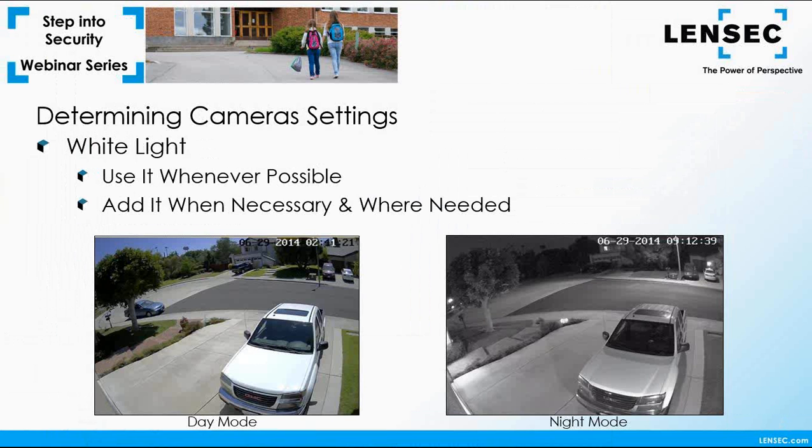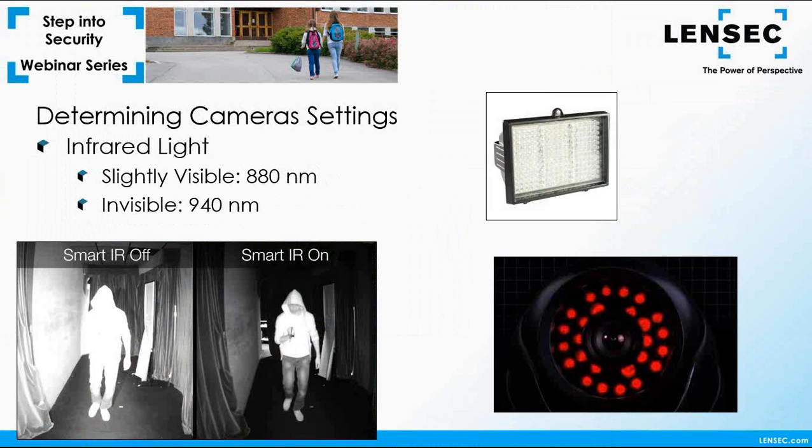This scene shows what can be achieved with cameras using ambient white light. At night in black and white mode, the image on the right looks quite good considering there's no infrared. It's just ambient light from across the street and porch lights by the garage that's illuminating this scene.